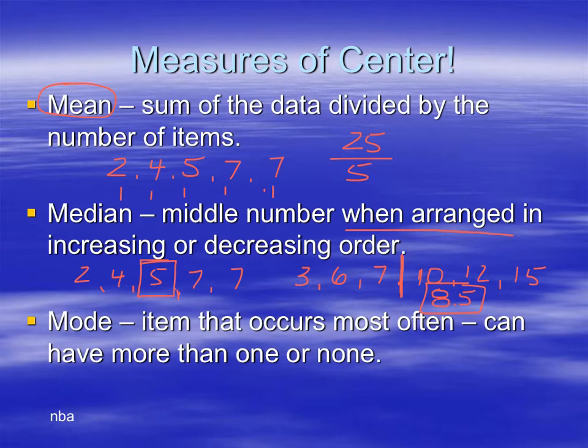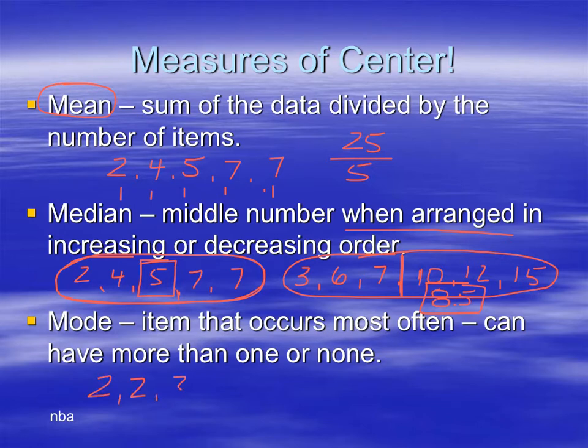The mode is an item that occurs most often. You can have more than one, or you can have none of these. For example, in this particular set of 5 numbers, the mode would be 7 because 7 occurs twice. In this particular set of numbers, there would not be a mode. There can also be multiple modes. So if I had this set of numbers, then 5 and 2 would be considered modes.